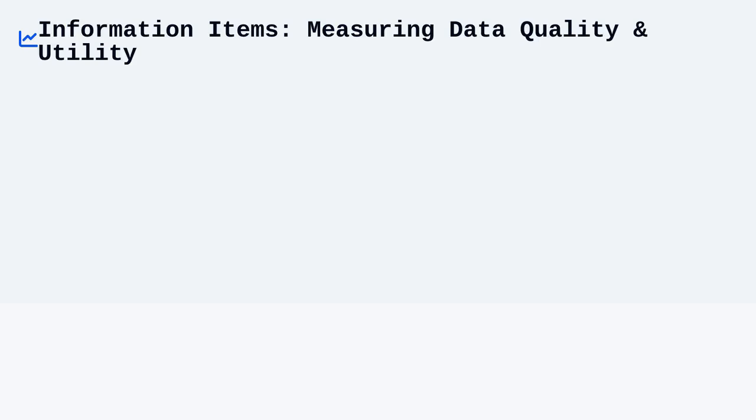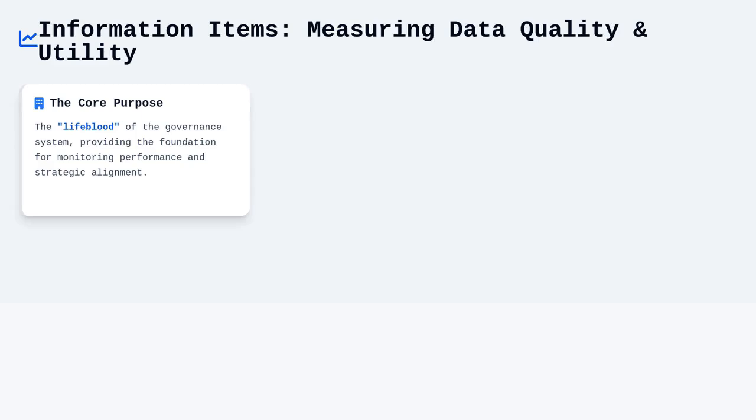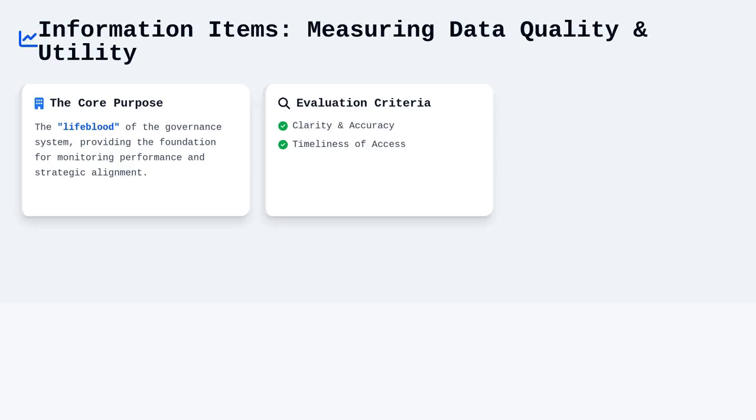Turning to information items, we are effectively measuring the quality, availability, and utility of the data that fuels our governance and management decisions. Information is the lifeblood of any governance system, as it provides the basis for monitoring performance and ensuring alignment with enterprise objectives. To assess this component, we look for clarity, accuracy, and timeliness in how information is stored, shared, and consumed across the enterprise. A key metric here is the traceability of information, ensuring that decision-makers can rely on the reports they receive to make strategic choices.